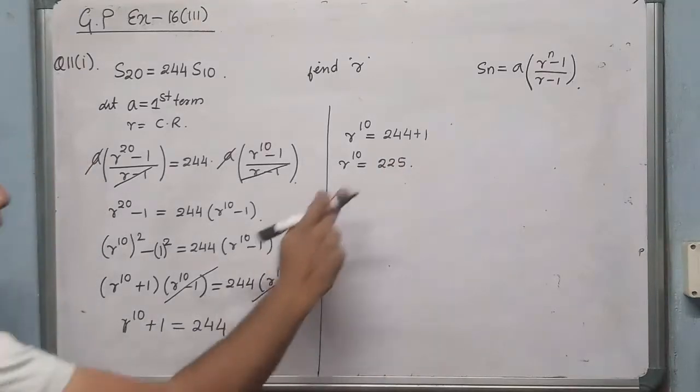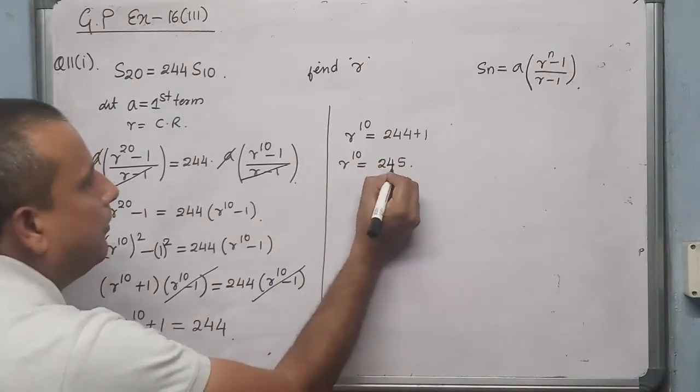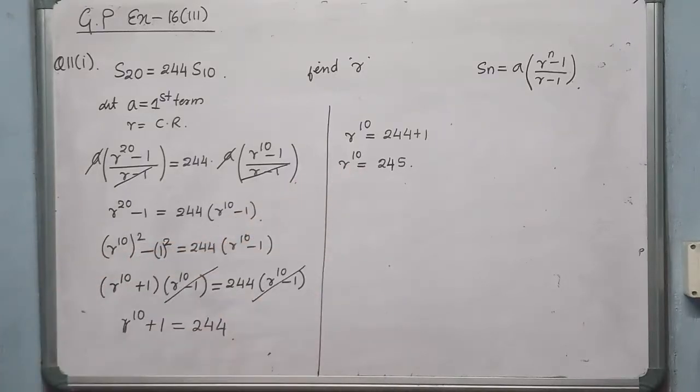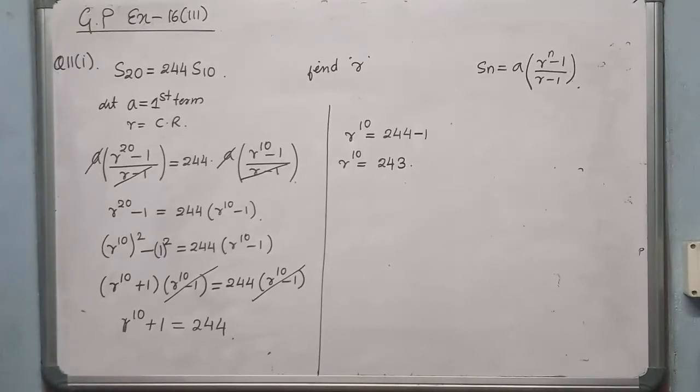Oh, sorry, 245. Now the index is 10 over here. Which number to the power 10 is 245? That you have to calculate. Sorry students, I made some mistake over here.